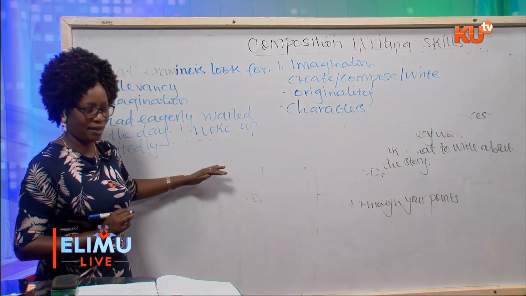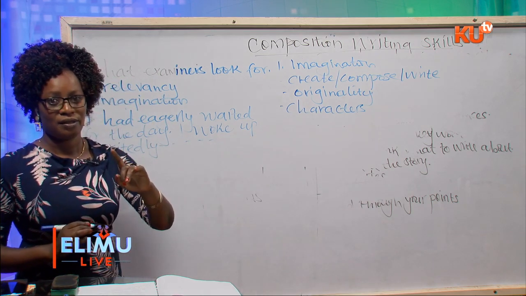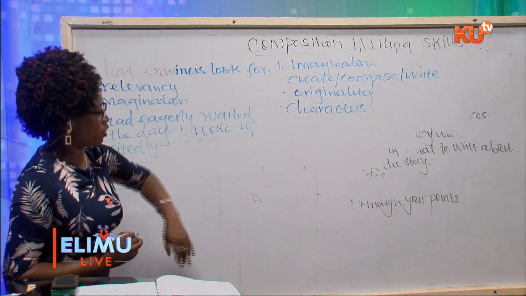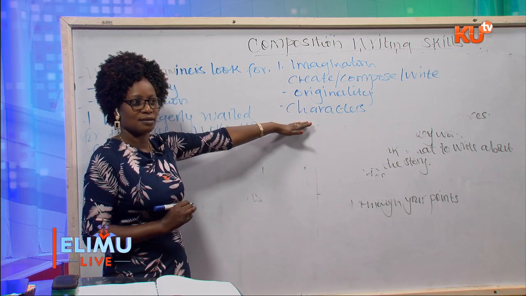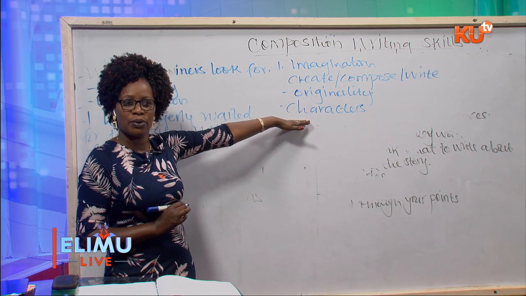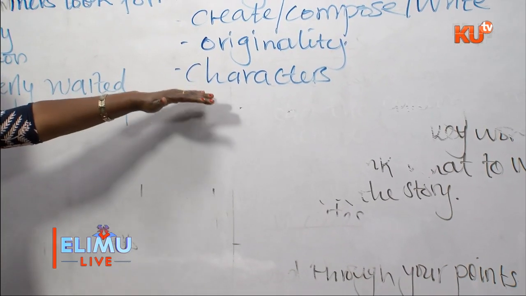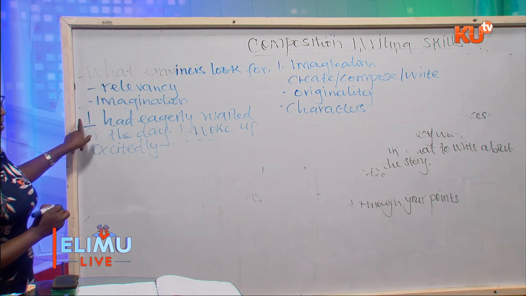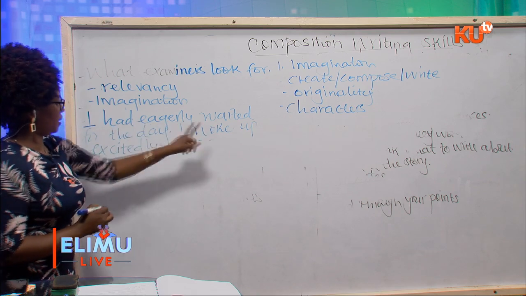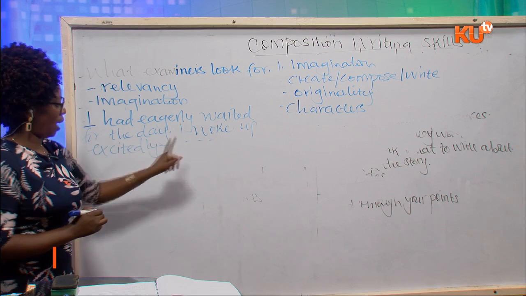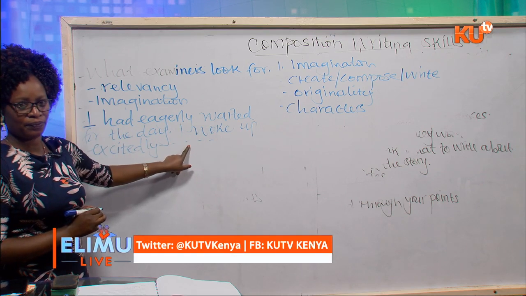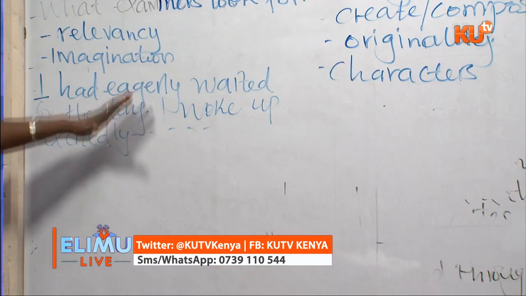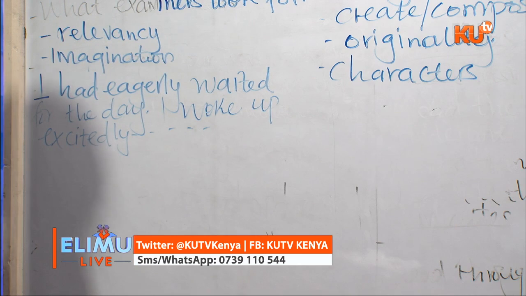or the guided words. I have said, imagination is the ability to create your own characters. Characters are the people that will be involved in that story. Here we have a character, I. I had eagerly waited for the day. I woke up excitedly. So I is the first character. You can develop this story to have many other characters of your own.